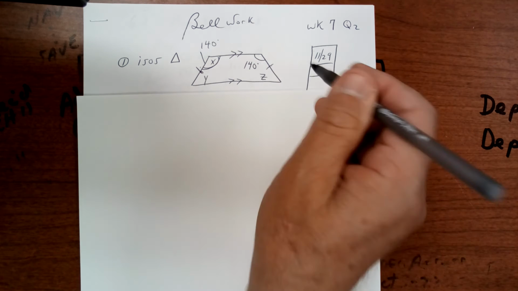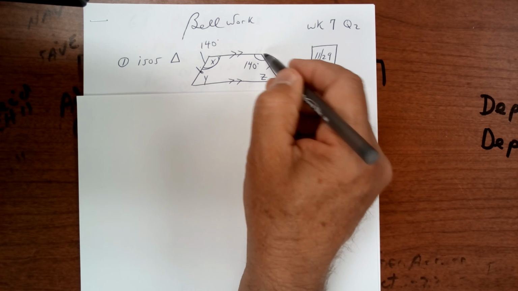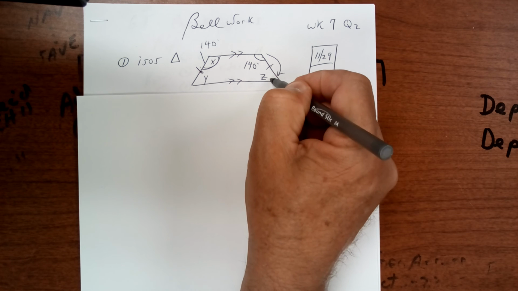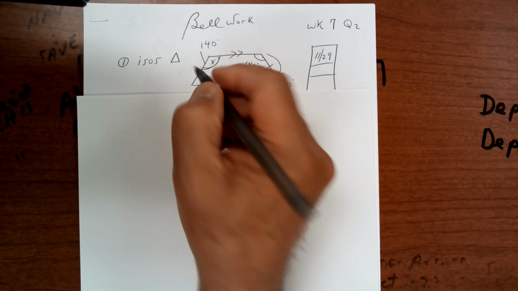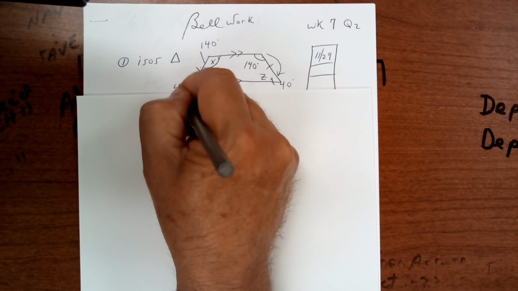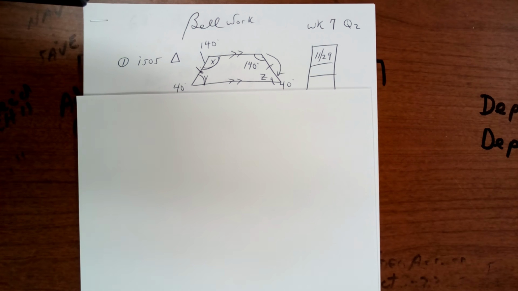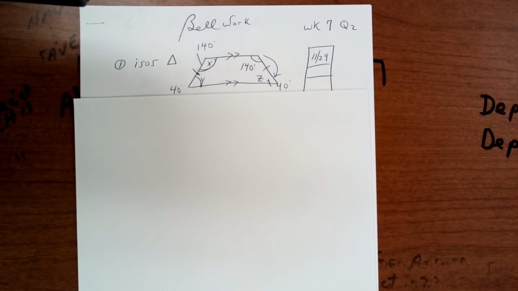In consecutive angles, that means in order, this one and this one add up to 180. So this one would have to be 40 degrees. And the base angles are the same as well, so that would have to be 40 degrees. And there it is. The whole thing should add up to 360 because it has four sides.